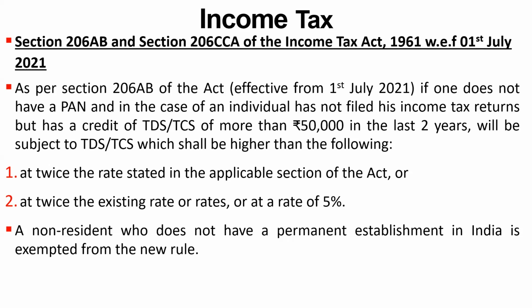What is the higher TDS rate? A rate of twice the rate stated in the applicable section. Suppose we are doing 194J, so the section rate is 10%, it will be 20%. Another limit is twice the existing rate, or 5%, whichever is higher. Suppose under 194C the rate is 1%, twice the rate is 2%, and the other limit is 5%. So we'll charge 5%. In case of 194J, we'll charge 20%. This section is not applicable to a non-resident who does not have a permanent establishment in India.